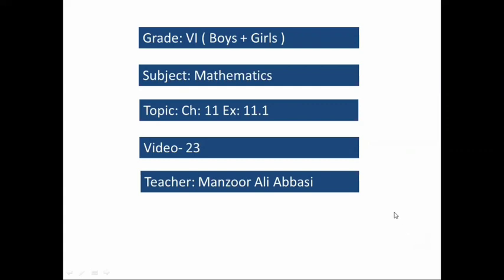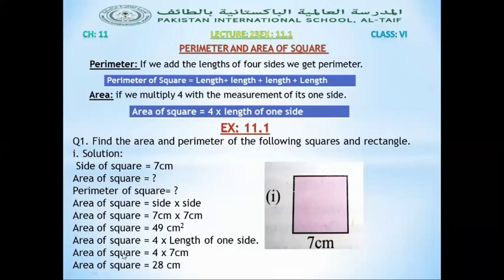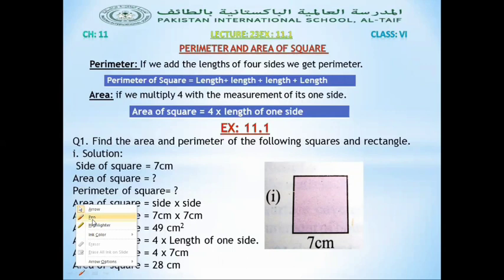Today we have to start chapter number 11, exercise 11.1, lecture number 23. Dear students, in this chapter, we are going to start how to find the perimeter and area of a square and rectangle.